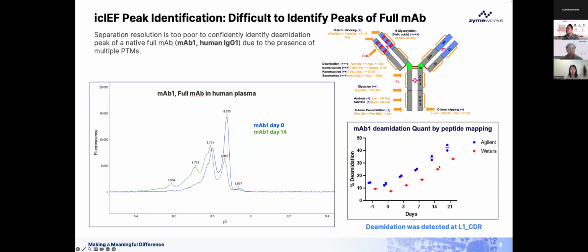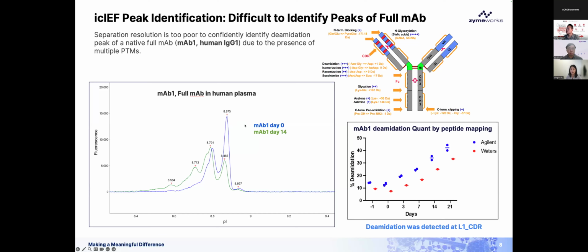So, for example, during our early-stage discovery, we want to see if there is a quicker or faster screening method to monitor this deamidation in different candidates.